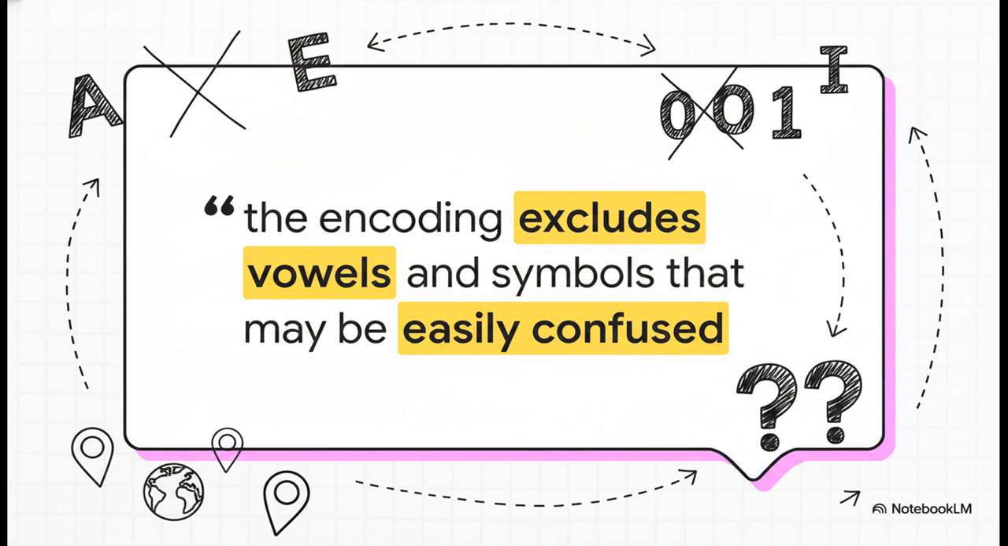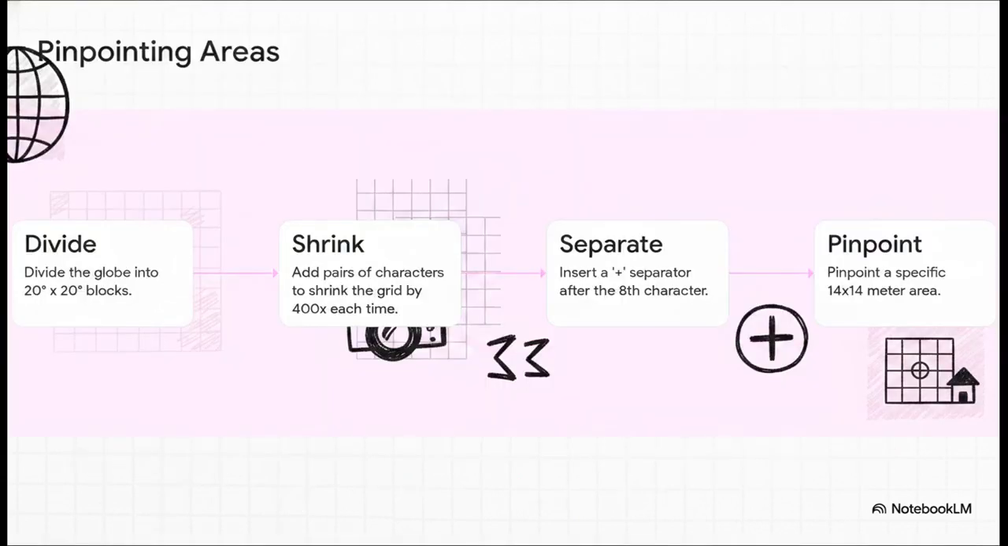It's built to be essentially error-proof. So how does this actually pinpoint your exact location? Think of it like a massive zoom-in feature on a digital camera. Step 1. The system divides the entire globe into giant 20-degree by 20-degree blocks.